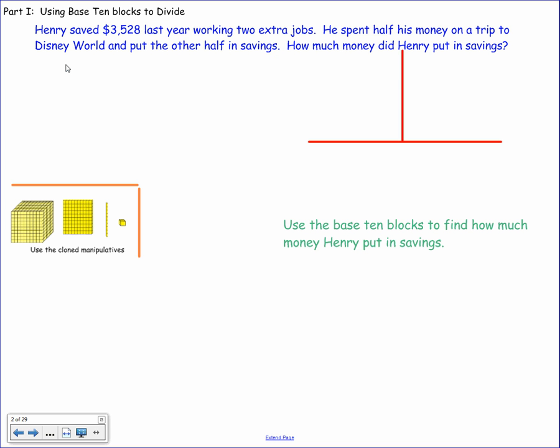Henry saved $3,528 last year working 2 extra jobs. He spent half his money on a trip to Disney World and put the other half in savings. How much money did Henry put in savings?